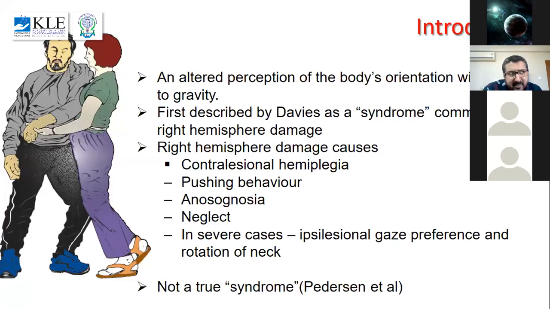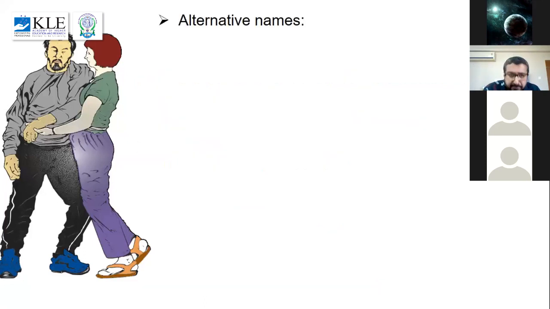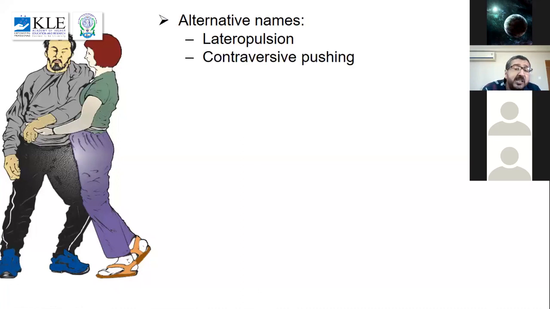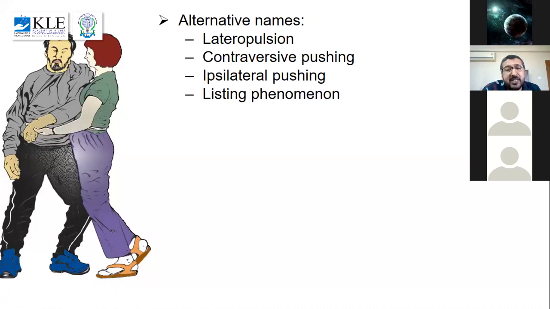Now, somewhere in the late 1900s, Pedersen said that this is not a syndrome, but one of the features of right hemisphere lesion. And later, there were many other works that talked about Pusher syndrome under different names. The alternate names usually seen in the literature are lateral pulsion, contraversive pushing, ipsilateral pushing, and also one old one, the listing phenomenon.